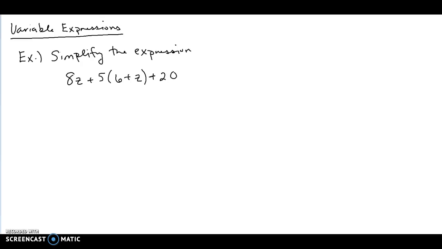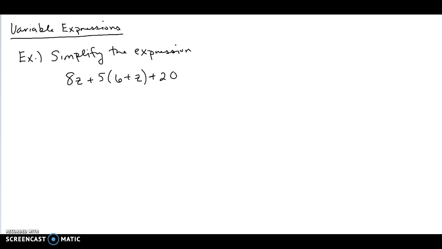We are asked to simplify the expression 8z plus 5 times parentheses 6 plus z plus 20. So before we jump into this problem, let me explain to you what an expression actually is. An expression is just a combination of some letters and some variables. The big difference between an expression and an equation is, if you'll notice, an expression does not have an equal sign, so the most that we can do is simplify it.